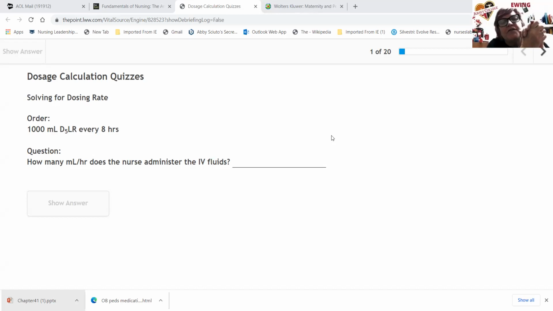So the first piece of advice is always read what the question's asking you first. The question here is asking us mLs per hour. So you always want to pick out the things that you need. In here, you need the total number of mLs and the total number of hours. So your total mLs here is 1,000 and the number of hours is 8.